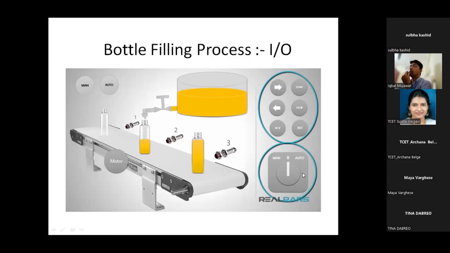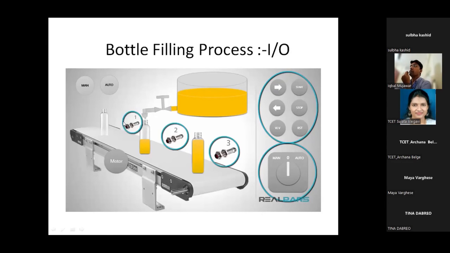This 3-button knob is there to make the process manual, auto, or off. This is off mode. Some input pins are there. The 4 sensors are there, we can say, to present the sensor.